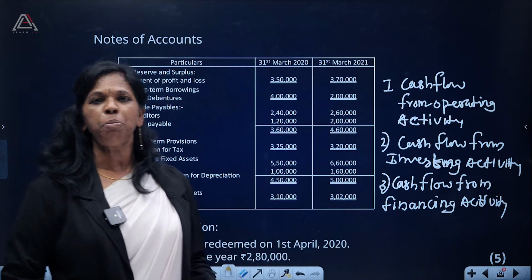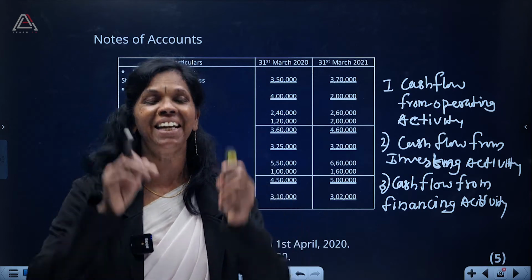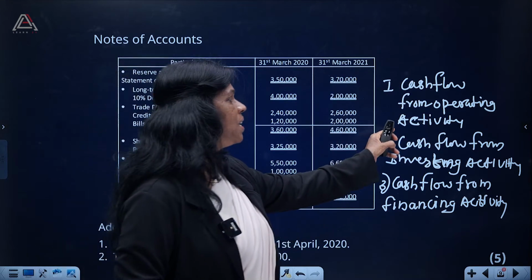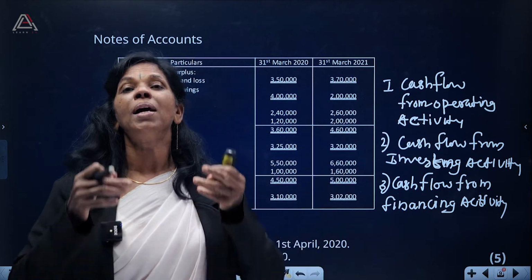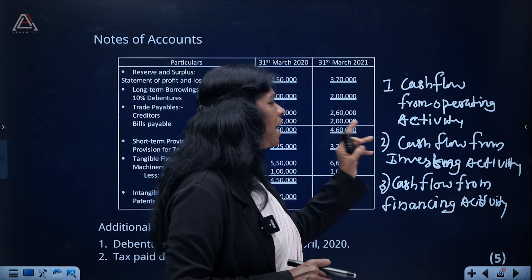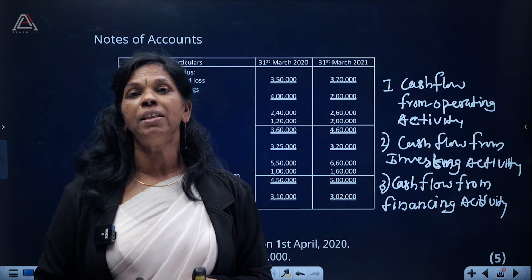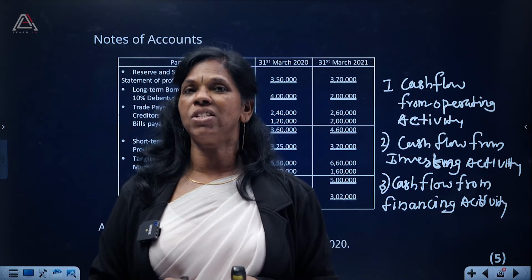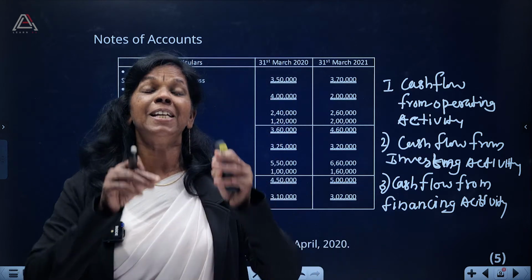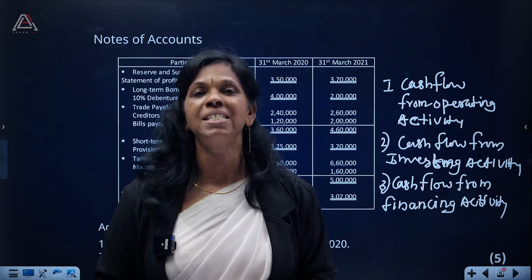Before preparing the cash flow statement, you have to identify what the contents are. First, cash flow from operating activity. In this case, we have to find out cash used or cash generated from operating activity. Second, cash flow from investing activity. It is concerned with purchase and sale of fixed assets or investment made in fixed assets. Then cash flow from financing activity. It is connected with issue of shares and debentures or redemption of shares and debentures.